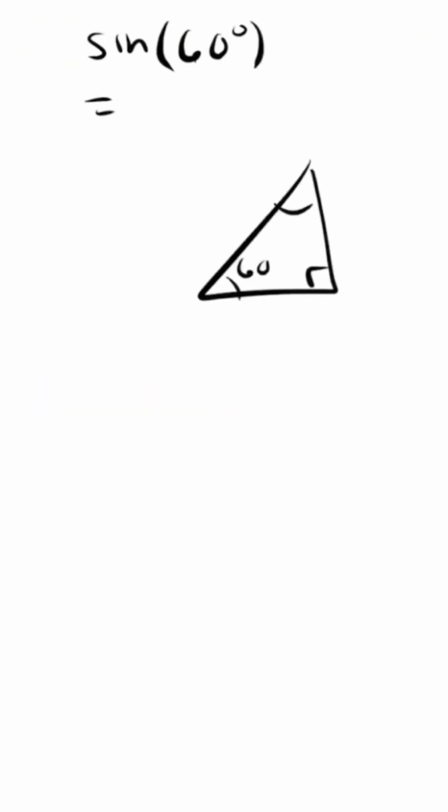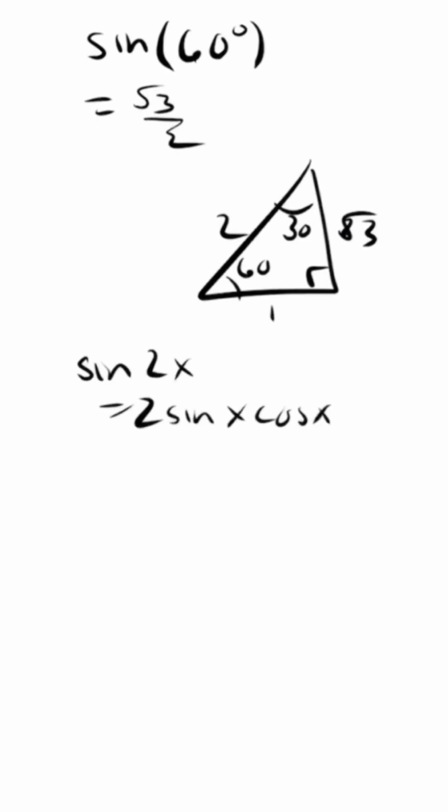We can start with an easy one, sine 60, and we know from the unit circle that it equals square root 3 divided by 2. However, we can also use the sine double angle identity, which states that sine 2x equals 2 sine x cosine x, where x equals 30, and plugging this in we get the same answer. But now some harder ones. For example, what is cosine 15 degrees?